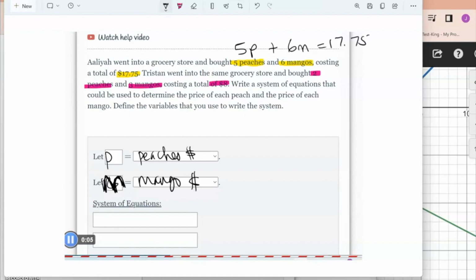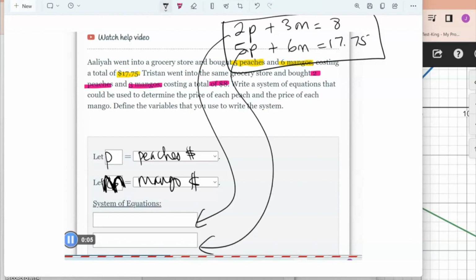Then you set up the next one, 2 peaches. So that's going to be 2P plus 3 mangoes, 3M, equals $8. All right, so you can see 6 numbers is by far the easiest. You just read the sentence and write it down. And of course, if you were told to solve this, you would put this in the calculator and the intersection would be the solution. And just a note, it is the price, not the number, when it's 6 numbers.